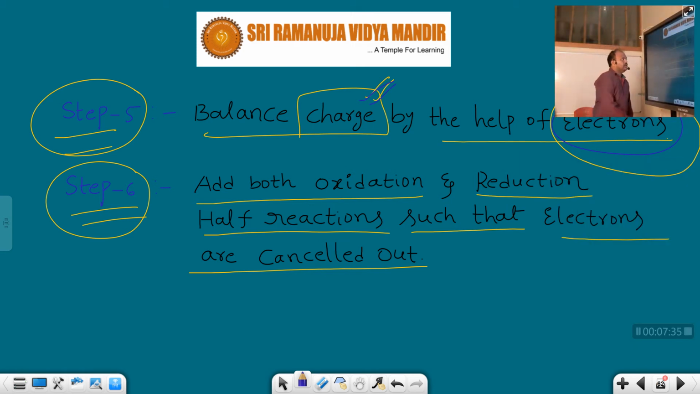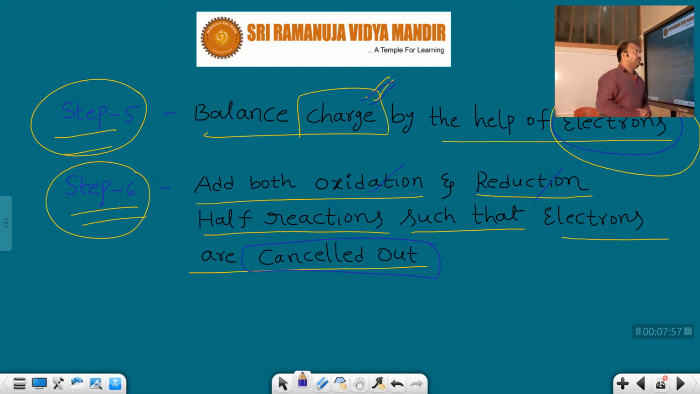Step 6: add both the oxidation reaction and the reduction reaction. What will happen in the 6th step? We will add both the oxidation reaction and the reduction reaction such that the electrons cancel out. These are the 6 steps involved in acidic medium.